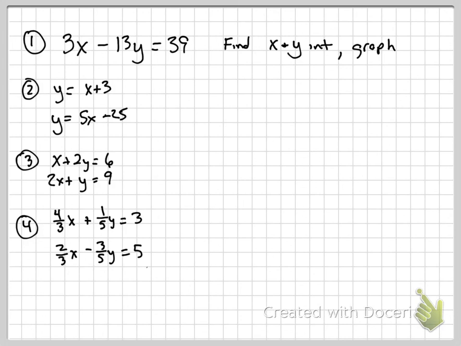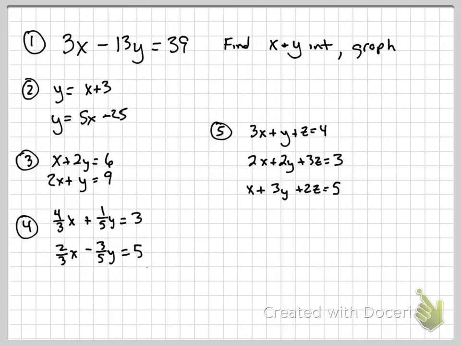And then number 5 we'll put over here. And we will find a nice good one for you. The one you've been waiting for. Let's go 3x plus y plus z equals 4. So there is your homework. I will pause this so you can write it down.